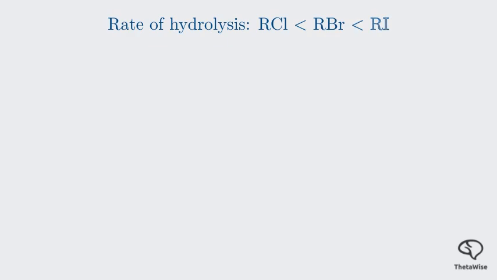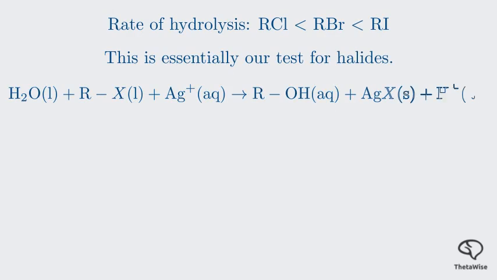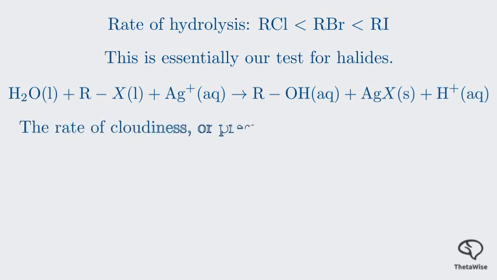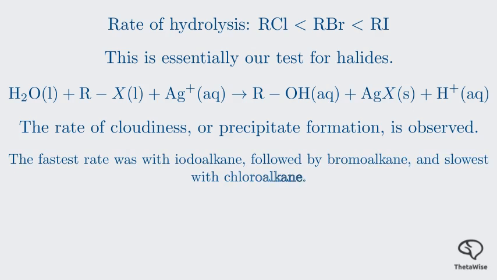Let's test this knowledge. The objective is to relate the rate of hydrolysis in this test to the carbon-halogen bond strength. The question describes an experiment where a sample of 1-chlorobutane, 1-bromobutane, and 1-iodobutane are reacted with warm aqueous silver nitrate. This is essentially our test for halides. The reaction equation shown is the hydrolysis of the haloalkane followed by precipitation of the halide. The rate of cloudiness, or precipitate formation, is observed. The fastest rate was with iodoalkane, followed by bromoalkane, and slowest with chloroalkane.